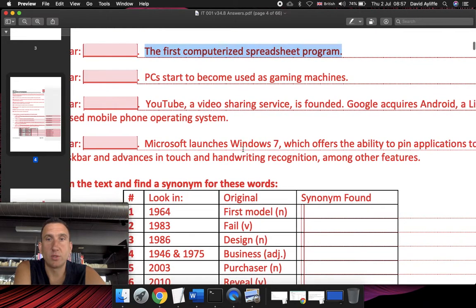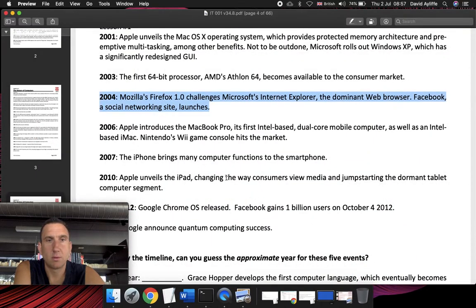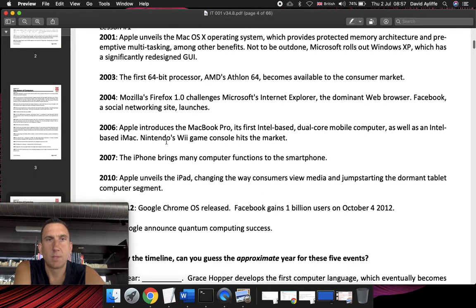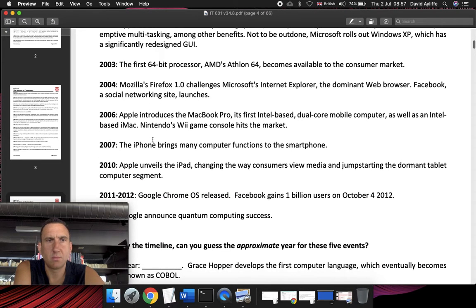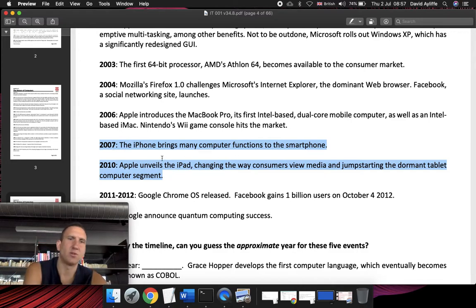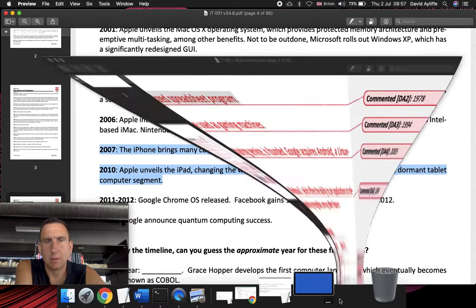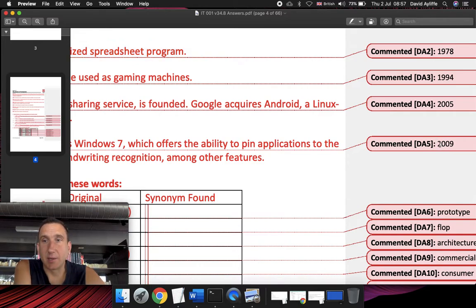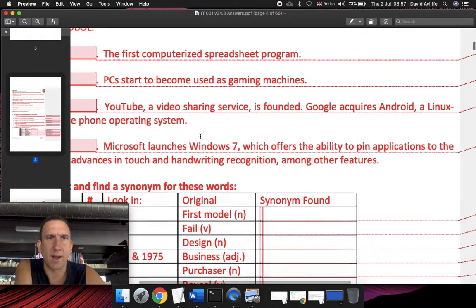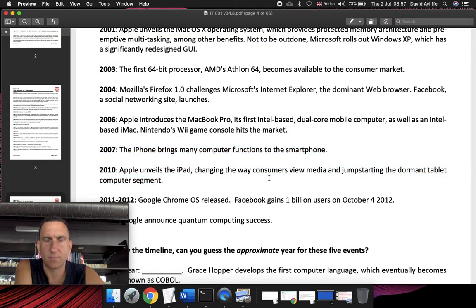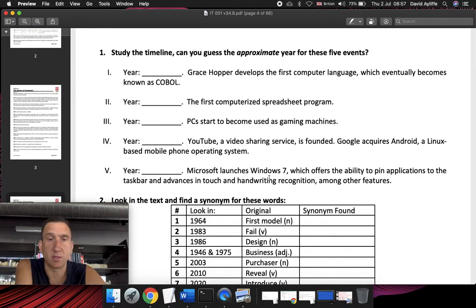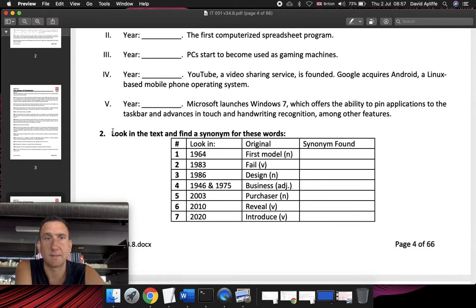And Microsoft launches Windows 7. So around this sort of area, 2007 to 2010. The task here wasn't to get exactly the correct dates. The task here was to engage with the timeline and try to approximately guess where those events would have occurred. So if you got approximately the right dates, then good job, well done with that.